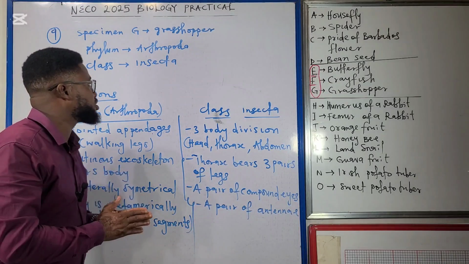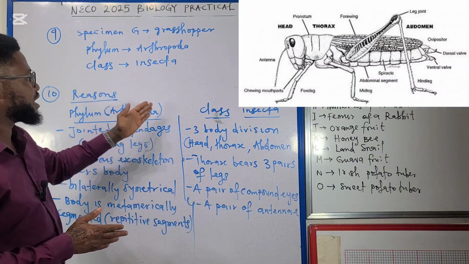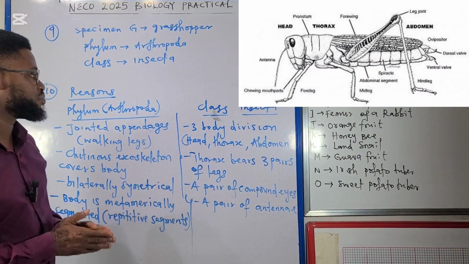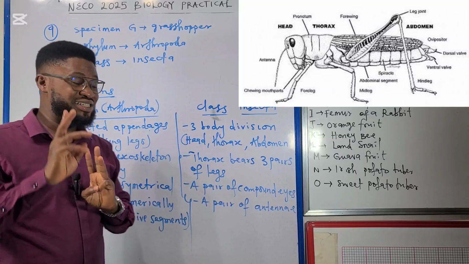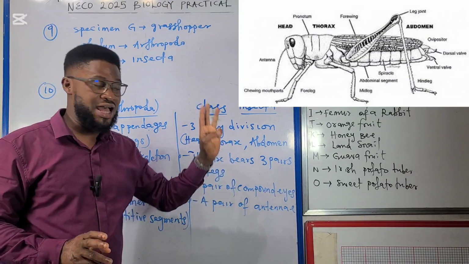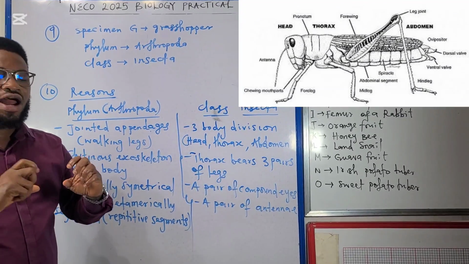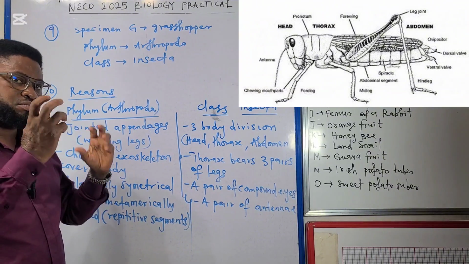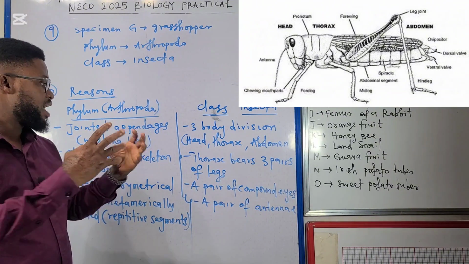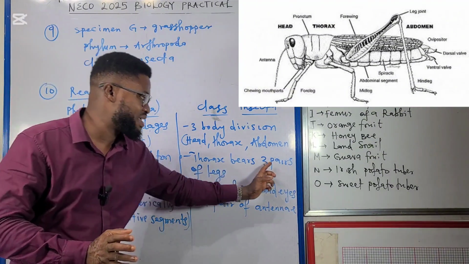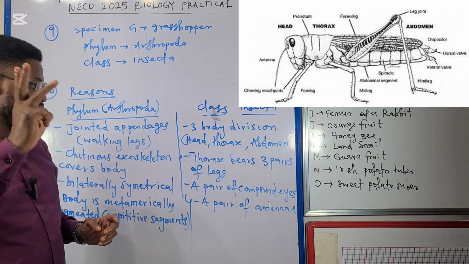Why does specimen G belong to the class Insecta? Very simple. It has 3 body divisions: head, thorax, and abdomen. Now the thorax, as you can see in that diagram, the jointed appendages, the legs, are on the thorax. So the thorax bears 3 pairs of legs.